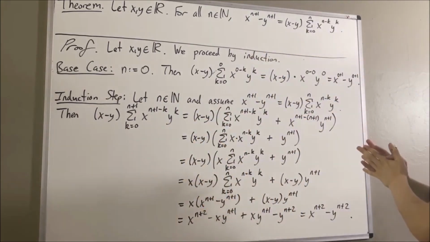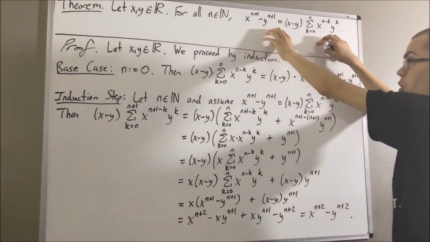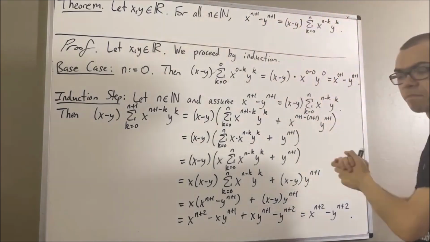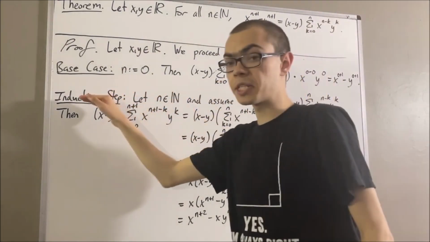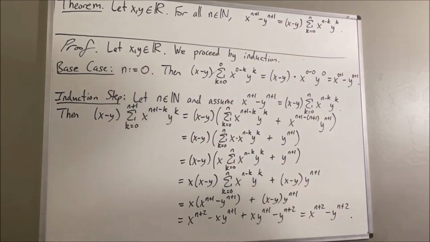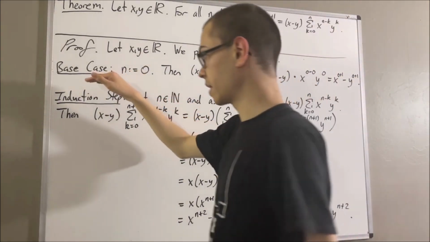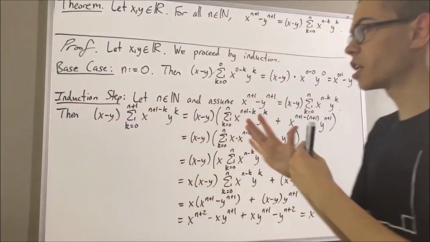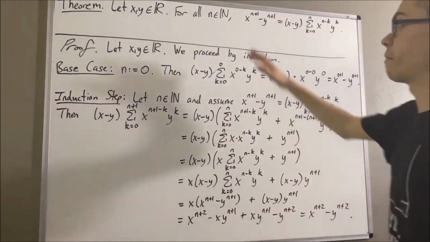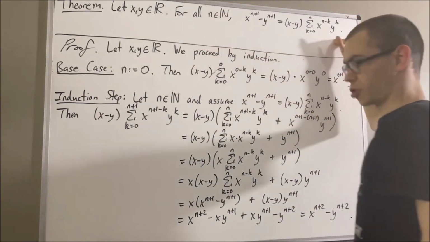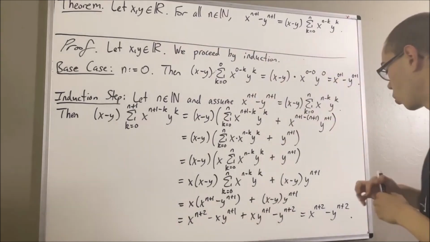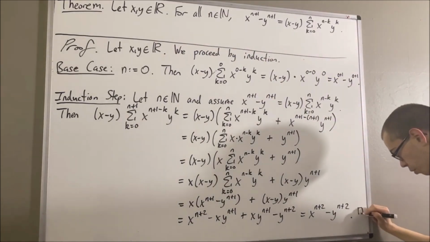In other words, we have shown that this is true, where instead of n, we have n plus 1. And that was the whole goal of the induction step, so this completes the induction step. And since we've completed both the base case and the induction step, this closes the induction, which means we have shown that for all natural numbers n, this is true. And that's exactly what we wanted to prove. So this completes the proof.